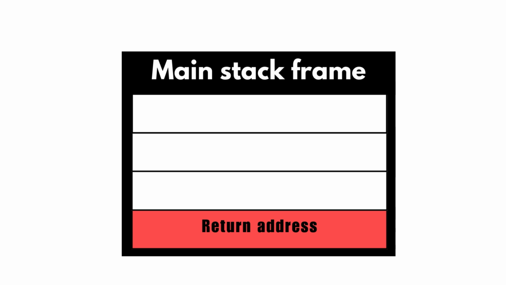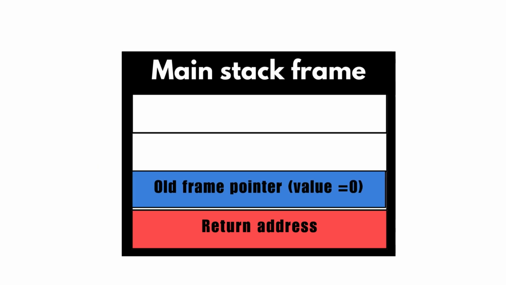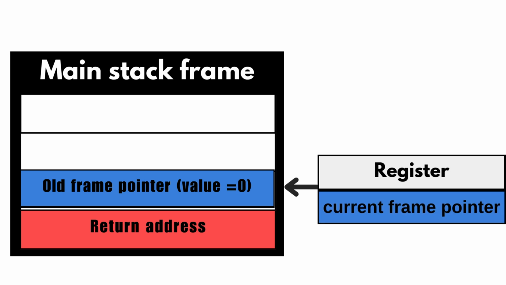After the return address is pushed onto the stack, the old frame pointer is pushed to the stack. Since main has no caller, the old frame pointer is often set to 0 or some placeholder value. After the old frame pointer is pushed onto the stack, another pointer points to this location. This pointer is called the current frame pointer. The current frame pointer is stored in a register and is not an element on the stack. The current frame pointer is used to process the main stack frame by providing a point of reference to access elements inside the main stack frame.